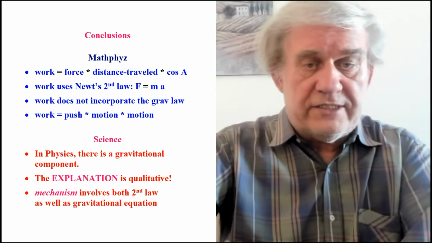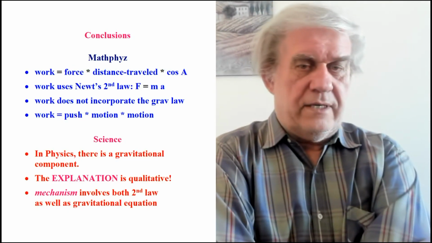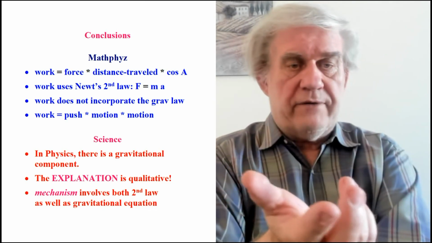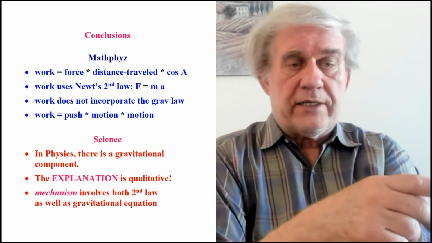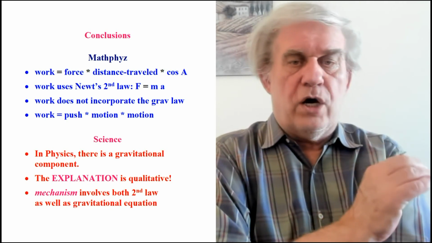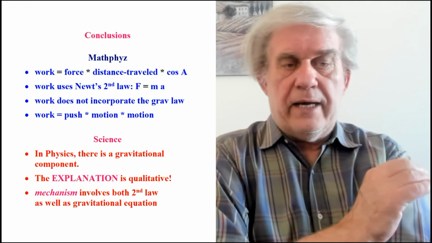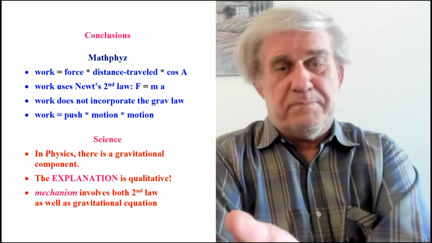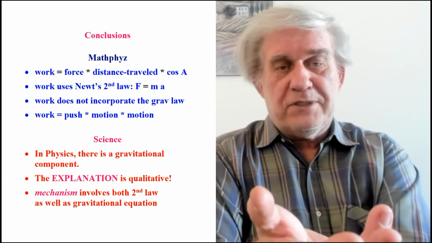Okay, here are the conclusions for today. Okay, we have Math Viz. These are their versions. Work is equal to force times distance traveled times cosine of A. Okay, work uses Newton's second law. Force equals mass times acceleration. Work does not incorporate the law of gravity. Okay, and essentially it amounts to what is it? Push times motion times motion. What is push? Also motion. So it's motion times motion times motion.